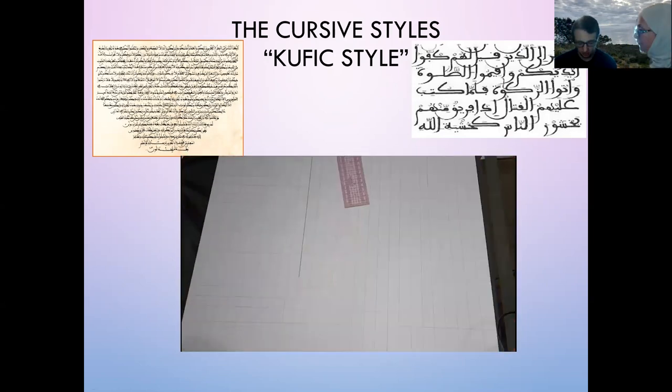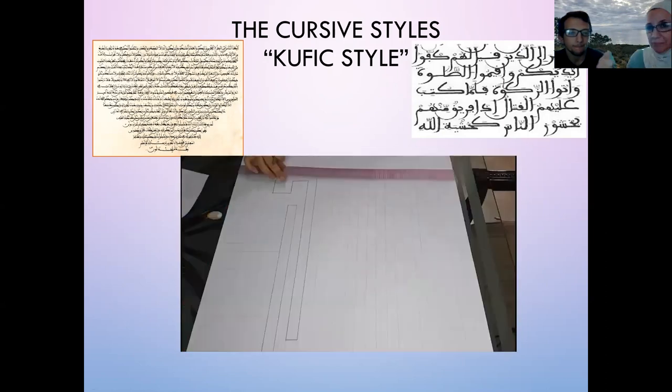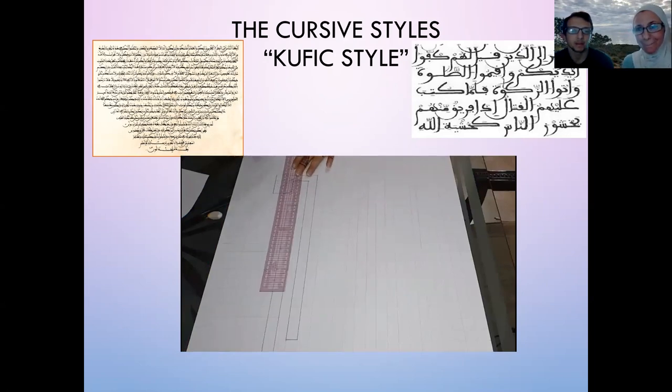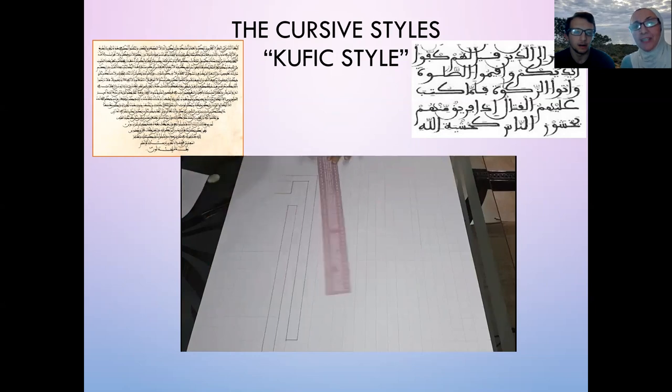I think different types of Kufic. Yeah, I think different types. See, that one is square, that one is round. Good. Very nice. It's using the ruler for measurement.